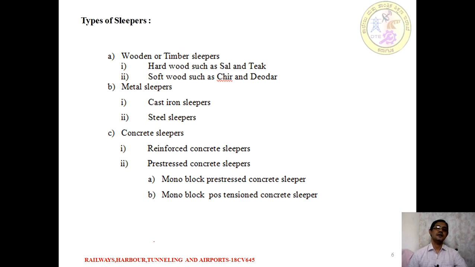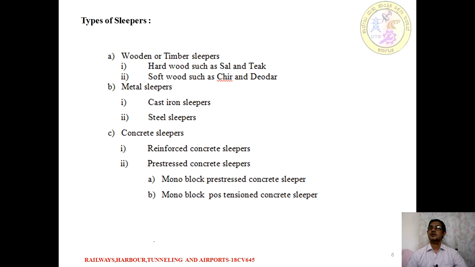So in the earlier days, as we know that there was a forest, so the wood availability was greater. So the sleeper journey started with the wooden one. Next is with respect to the timber. In this category, that is a wooden or a timber sleeper, we have a hardwood such as teak or sal, or if it is a softwood, it may be deodar or chir.